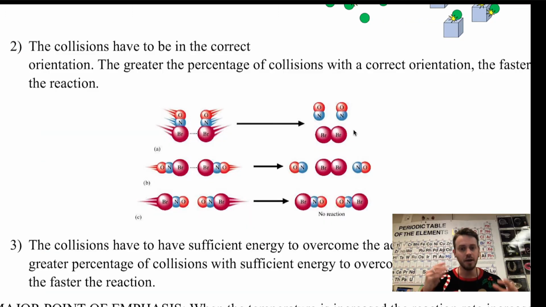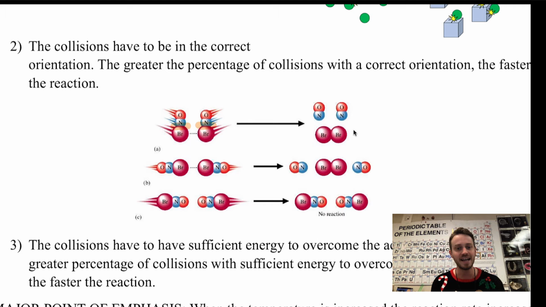So here I have an example reaction. We have the two molecules, and like I said, they have to collide in the correct way. If we look at the reactants and the products, we see that what really is happening is this bond between the nitrogen and the bromine is breaking. And we also see that a bromine-bromine bond is forming.